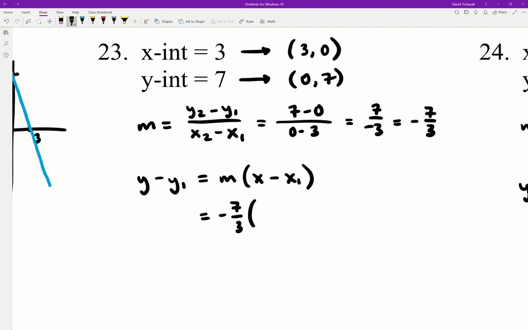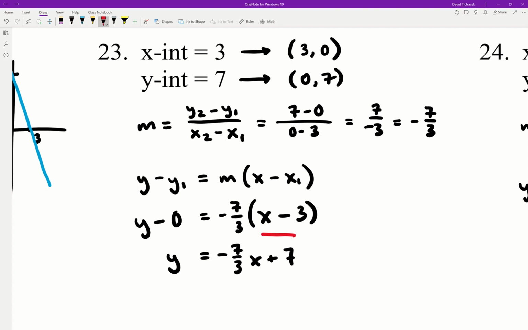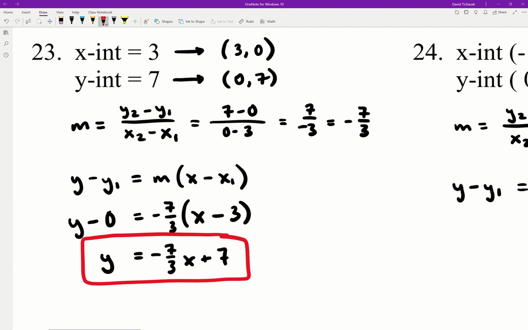So the negative fraction 7/3 times x minus, and truthfully, you could pick any point from up above that you want to work with. I'm probably going to pick the 3, 0 because it has some smaller values in it. So I'm going to say y minus 0 is equal to negative 7/3 times the quantity x minus 3, and then distributive property on the right-hand side. We're going to have negative 7/3 x plus 7, because that's negative 7/3 times negative 3, and then y minus 0 on the left-hand side is just simply y, and that is our result right there.